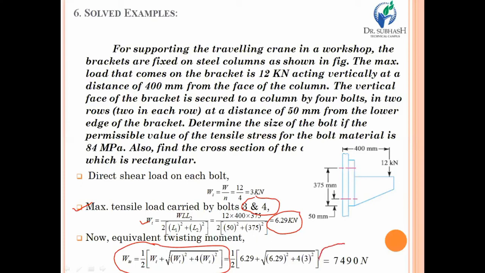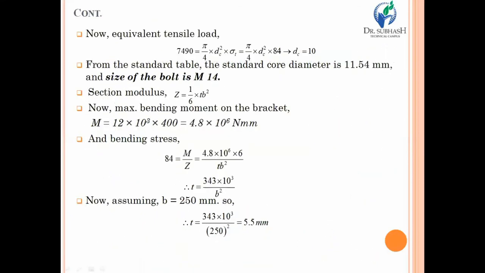It will give us 7,419 Newton. That is the magnitude of equivalent twisting moment. Once again, you should also calculate equivalent tensile load. So for that equivalent tensile load, load is equal to area into stress. So by putting the proper value, it will give us a core diameter equal to 10 mm.